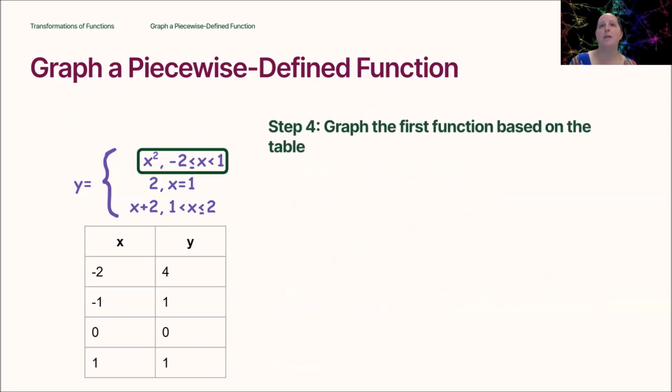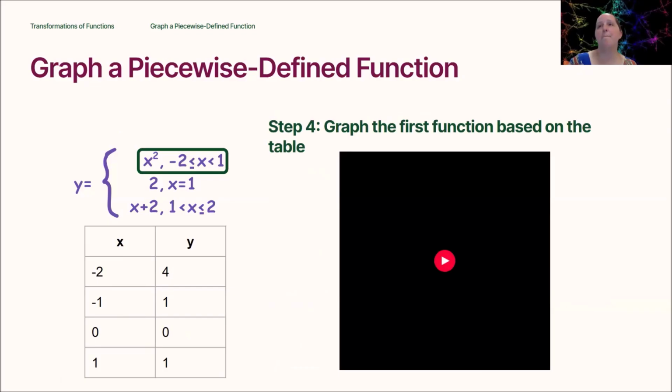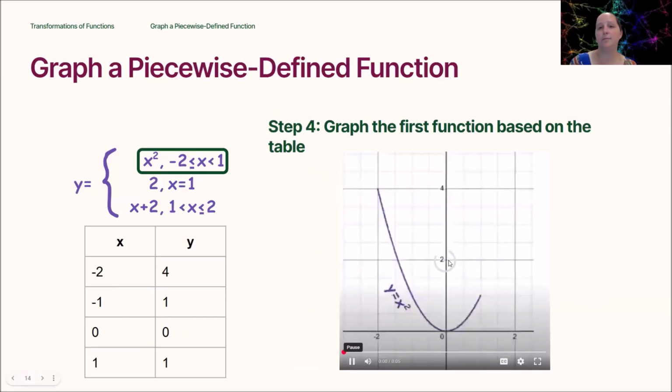Okay. So I'm going to graph the first function based off of the table. Okay. So this is the first function that I'm graphing. Okay. And I can notice I start with an open circle and I end with a closed circle.